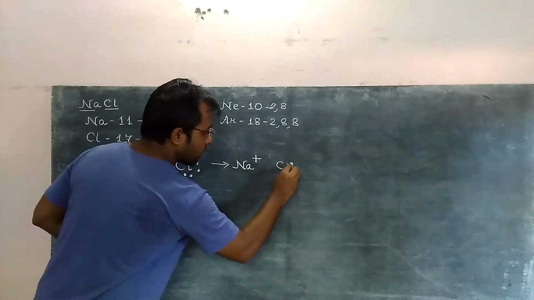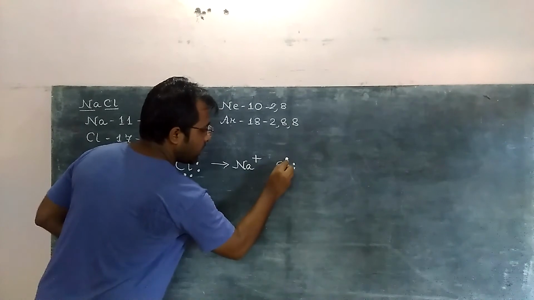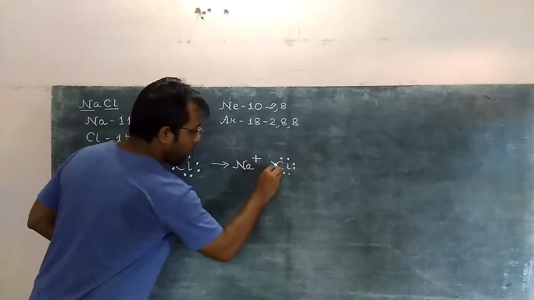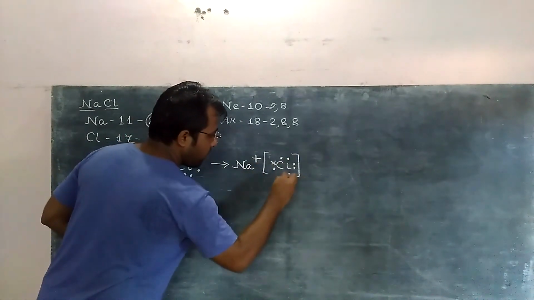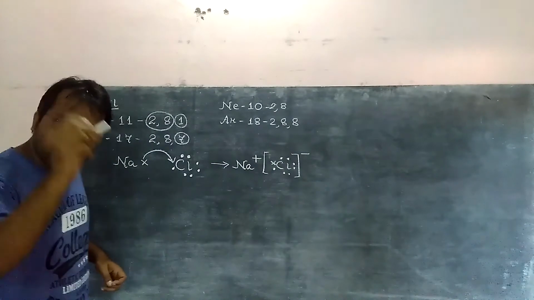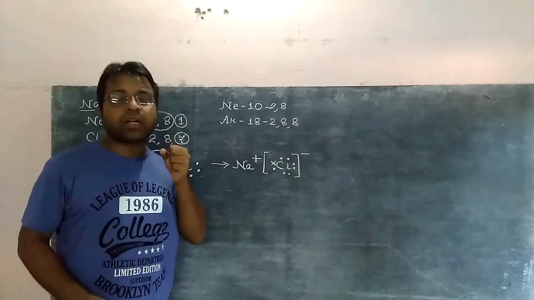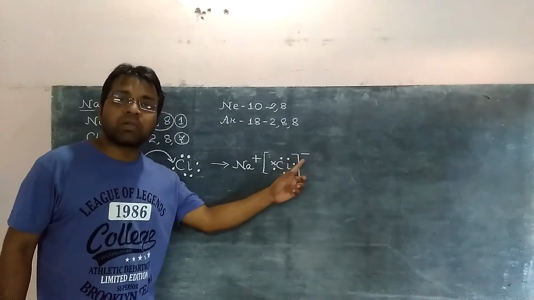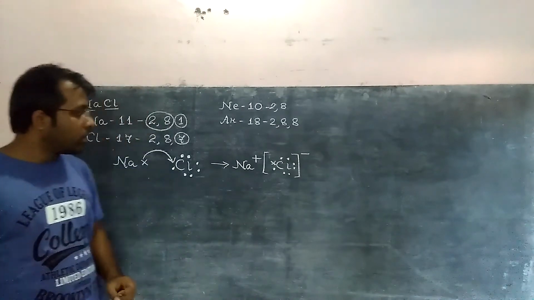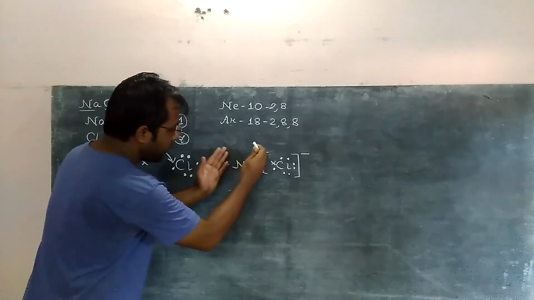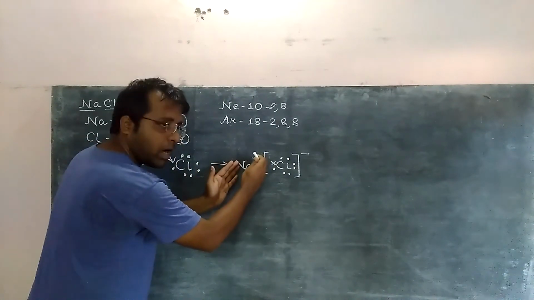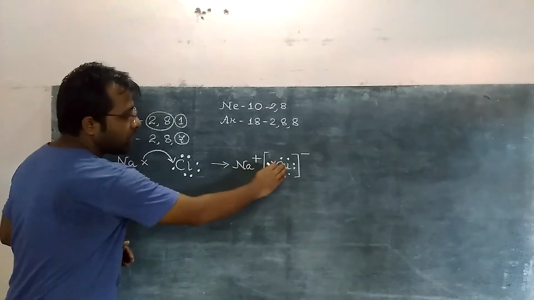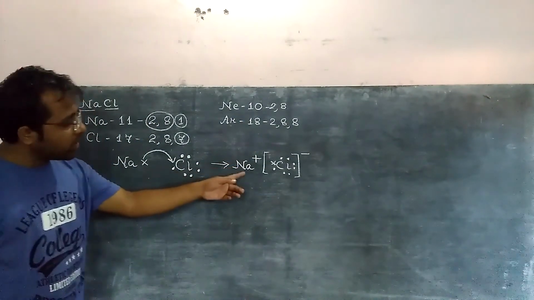And what about chlorine? Chlorine already had 7 electrons earlier, and this electron is being gained by chlorine now. So this chlorine will acquire only 1 negative charge. Due to the gaining of electron, chlorine will gain a negative charge, and that negative charge is equal to 1 because only 1 electron is being gained. So this is the bonding that takes place between sodium and chlorine, and they become sodium ion and chloride ion, that is sodium chloride. Na positive ion and Cl negative ion, cation and anion.